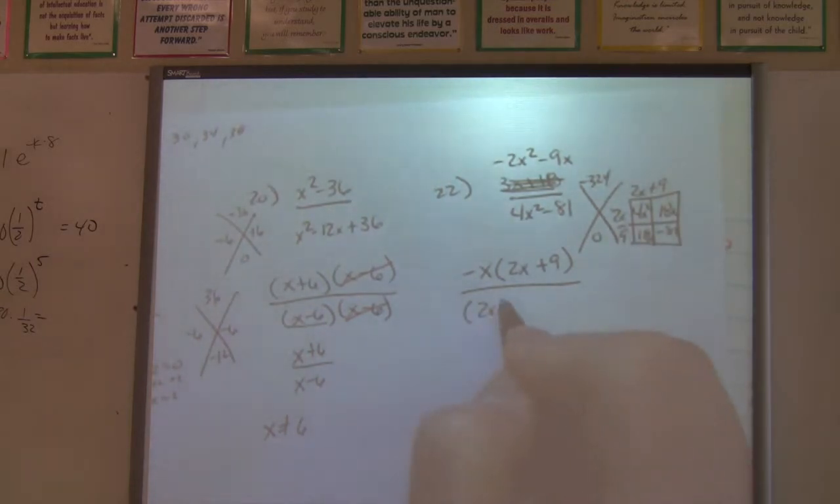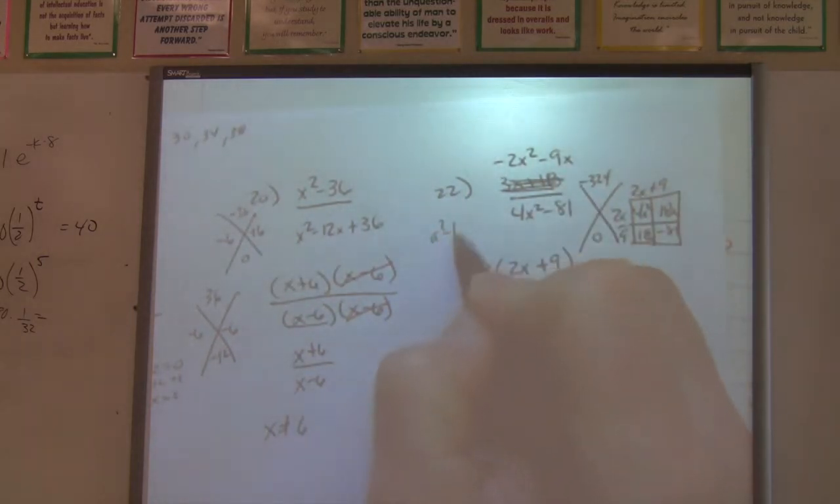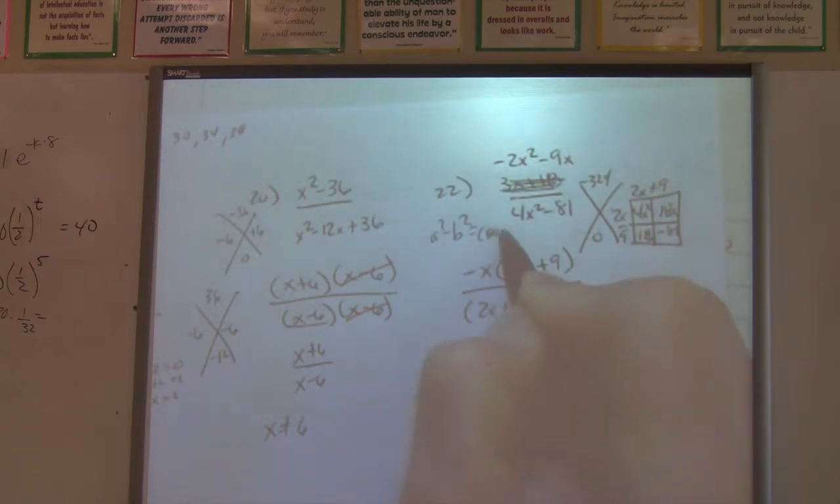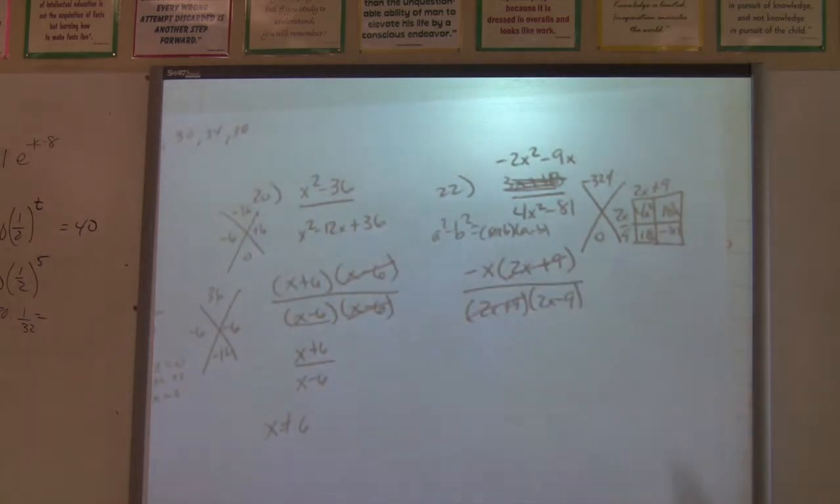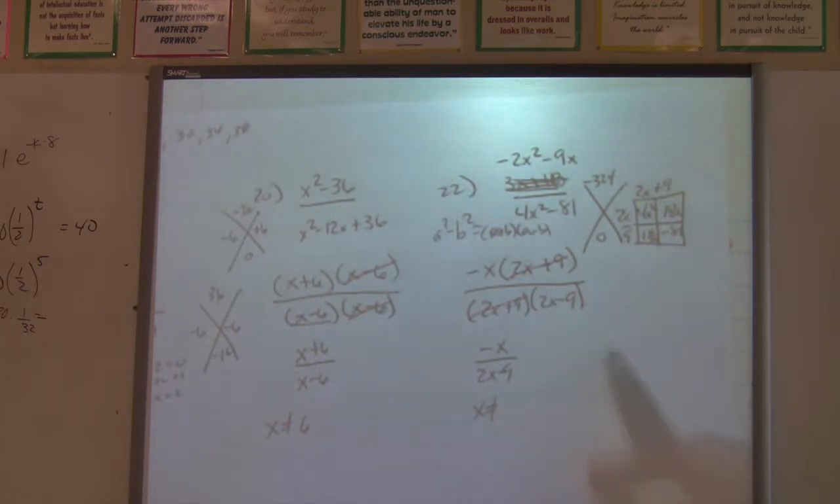It'd be much easier if you can recognize that that's the difference of two squares. Because remember, if this is in the form of a squared minus b squared, that becomes a plus b and a minus b. So the square root of both, so 2x plus 9 and 2x minus 9. Makes it really fast that way. So now we factor, cancel like factors. So we get negative x over 2x minus 9. And then our restrictions are x cannot equal the opposite of this divided by that, so negative 9 halves and positive 9 halves. So that's the simplifying.